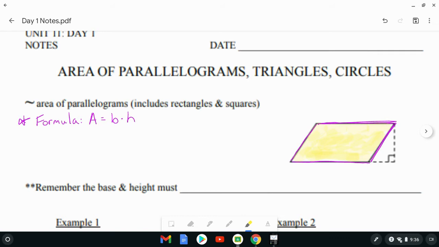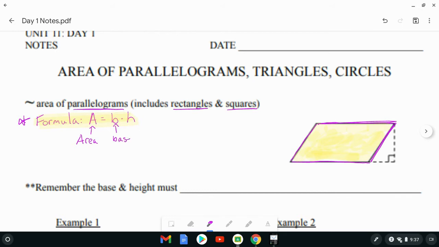In order to find the area of that shaded region for a parallelogram, which again, based on what we learned in the past, includes rectangles, squares, and all other types of parallelograms, the formula to find this shaded region based on that type of shape is right there. Okay, A equals B times H, where A is the area, that's the shaded region we're talking about.